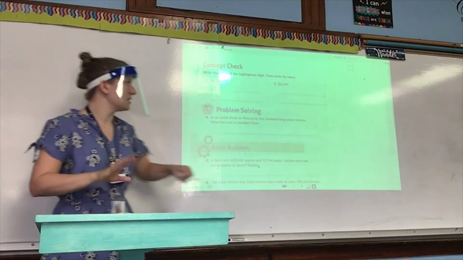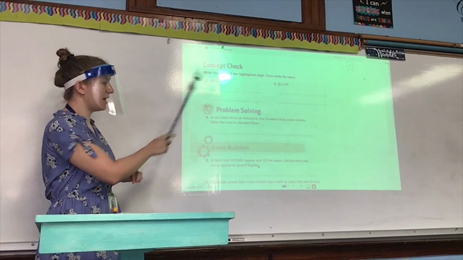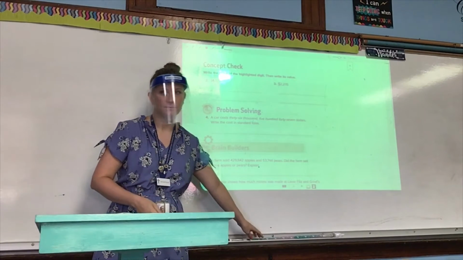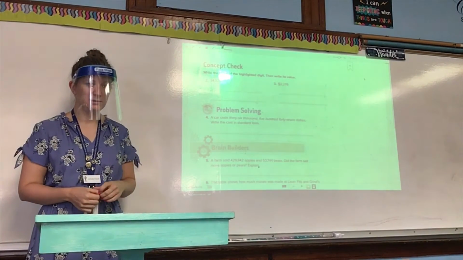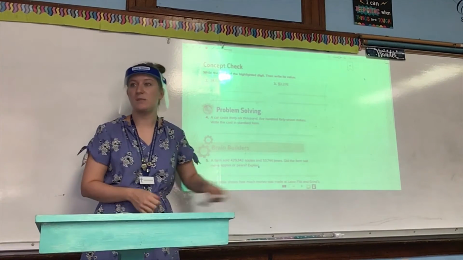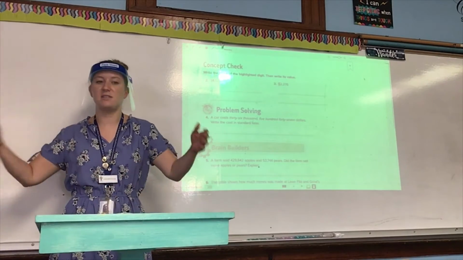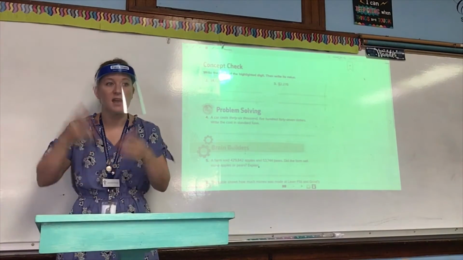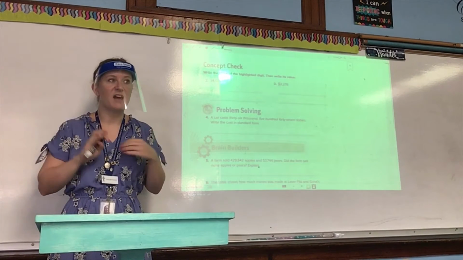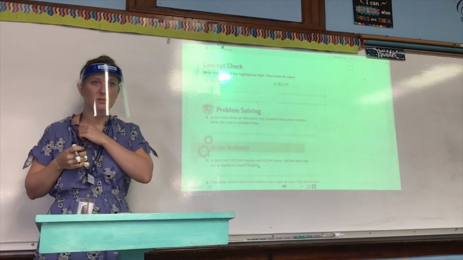The directions to number 2 and 3 say write the place of the highlighted digit, then write its value. When it says write the place, what does it mean? Colin? Where it is. It's location. So is it in the ones place? Is it in the tens place? Is it in the hundreds? Is it in the thousands? Is it in the 10,000s? Is it in the 100,000s? And so on. And then when you say what is its value, what does that mean?